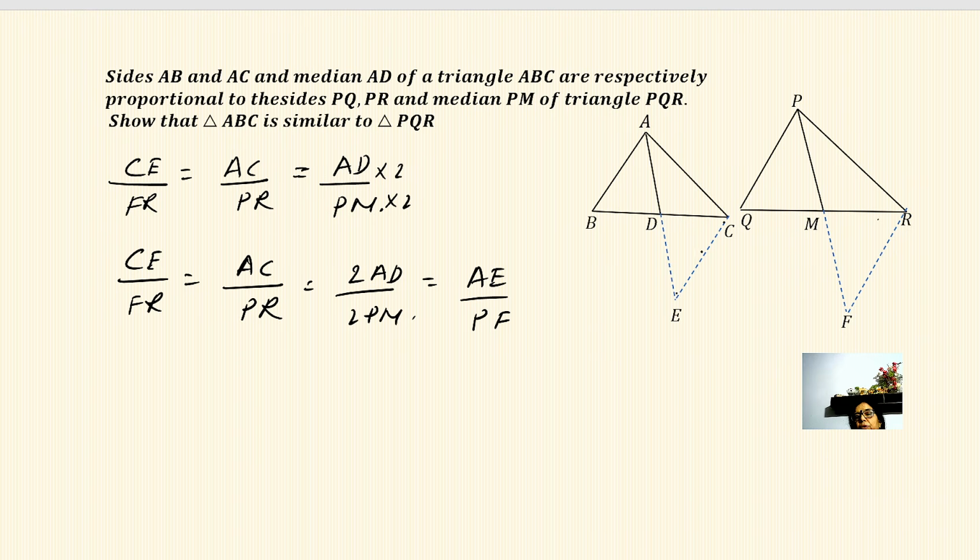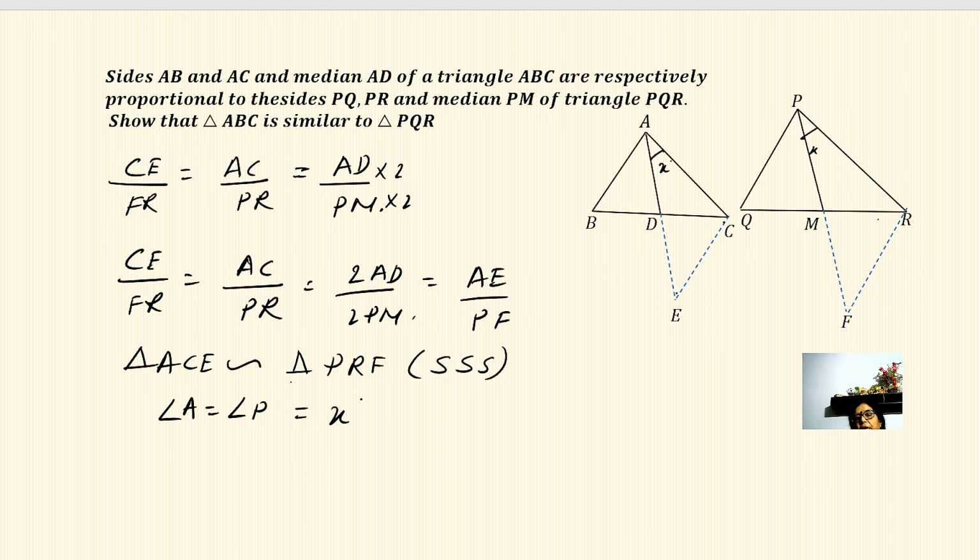So we come to the conclusion that triangle ACE is similar to triangle PRF. By what criteria? SSS. All the three sides are proportional. So if they are similar, then the corresponding angles are equal. Supposing these are the corresponding angles over here, angle A is equal to angle P. So we get here angle A is equal to angle P, supposing it is x degree.